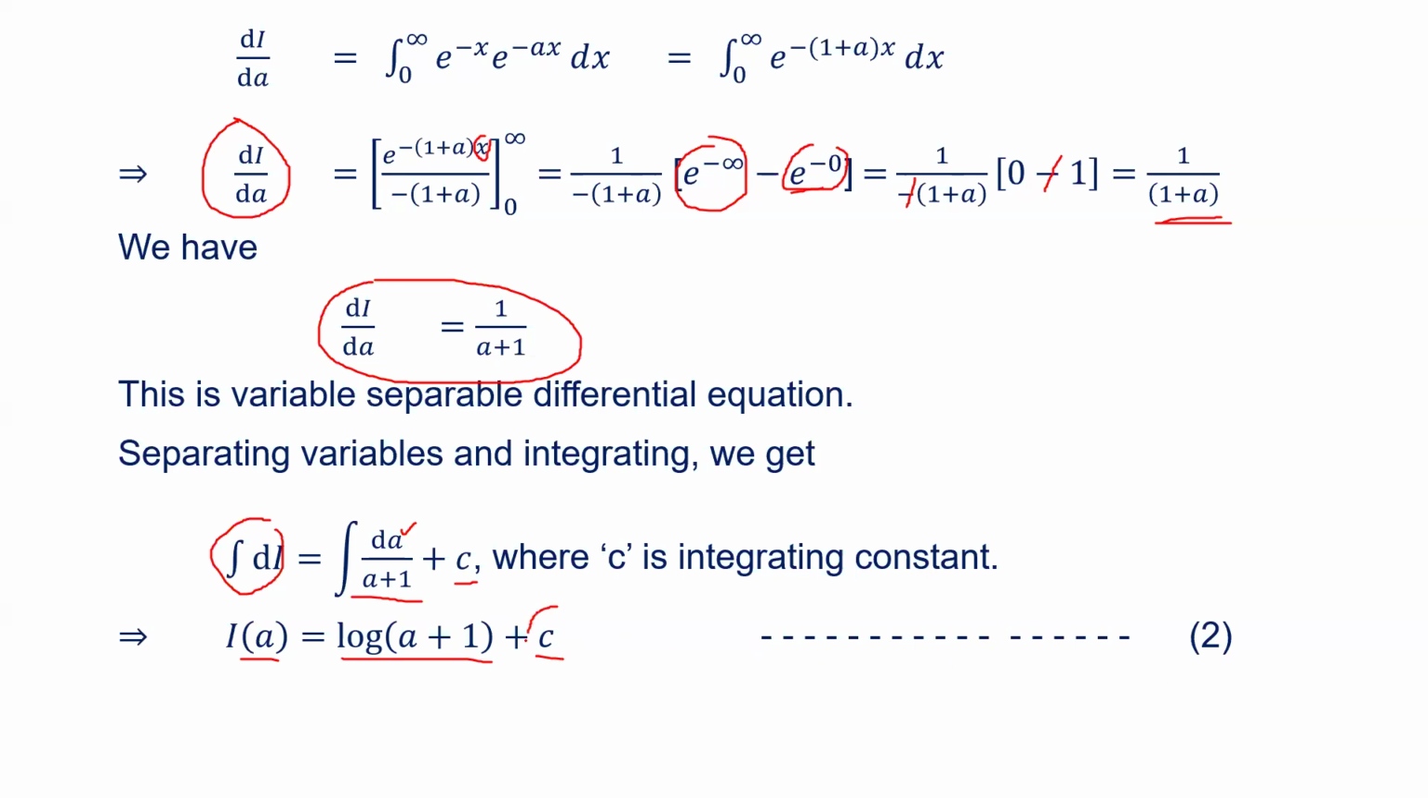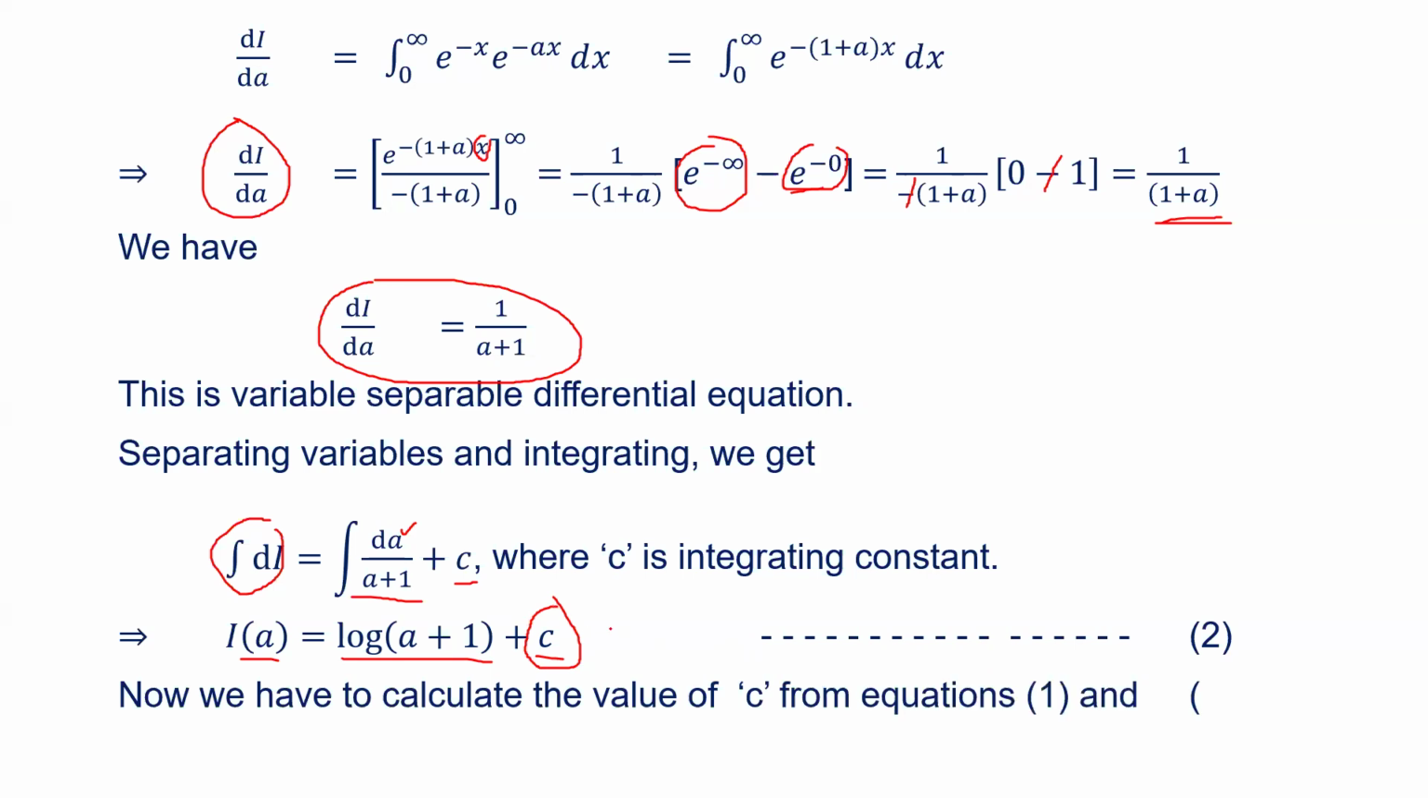Now, our aim is to find out the integrating constant by using the initial conditions. So what are the initial conditions over here? Now we have to calculate the value of c from equations 1 and 2. Putting a equal to 0 in 1 and 2, we have to also put a equal to 0 here. So if you put I of 0, which is equal to log of 0 plus 1, so log of 1 is 0 plus c. So we are getting c is equal to I of 0 from here. c is equal to I of 0.